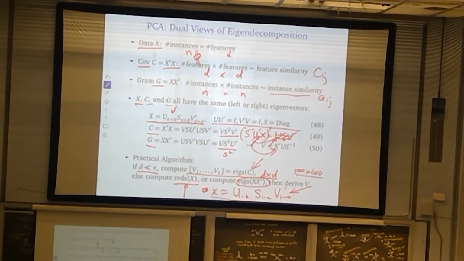Okay? Basically, U and V always come in pairs. When the D is small, go for the covariance matrix and solve for the V. Or you can solve U and derive V through X. Okay? That's what it is.